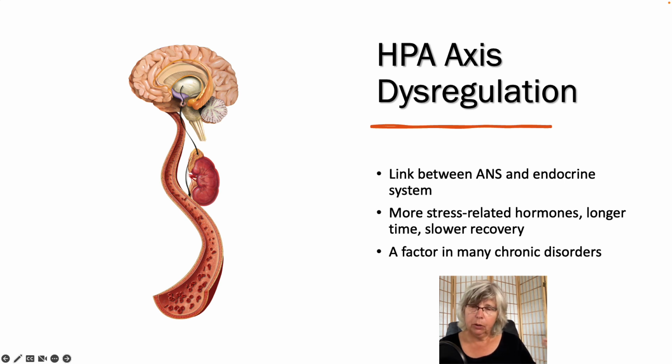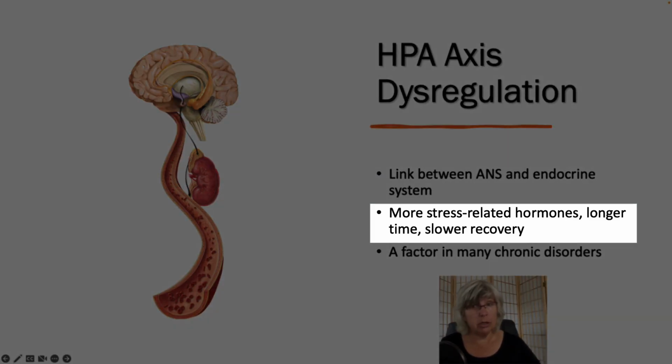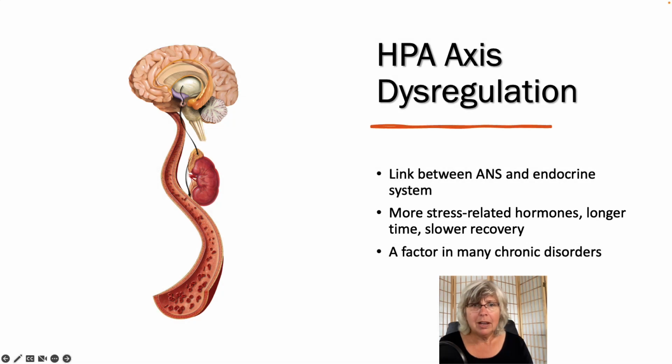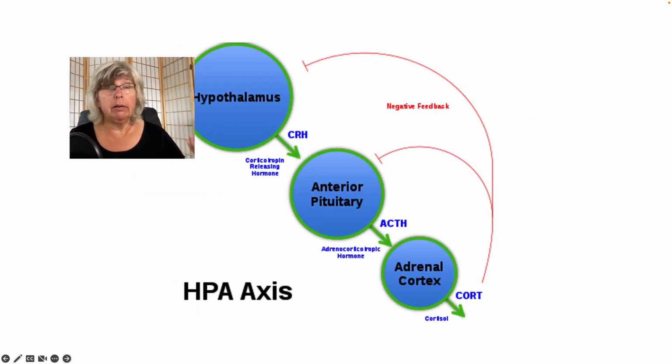What we see for people who have fibro is a dysregulated HPA axis. And this reflects in the way that they tend to secrete more stress-related hormones, especially cortisol. Those hormones are present in the bloodstream for longer periods of time, and their recovery time from stressful events tends to be more slow. So their resiliency gets a little bit worn out. We see HPA axis dysregulation as a factor in many, many disorders beyond fibromyalgia.